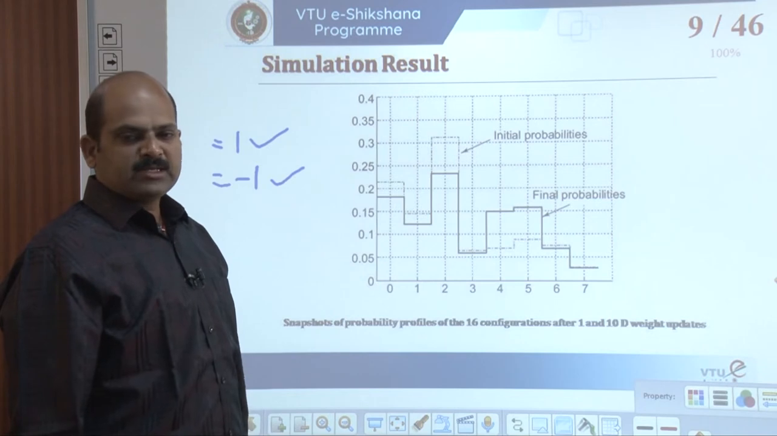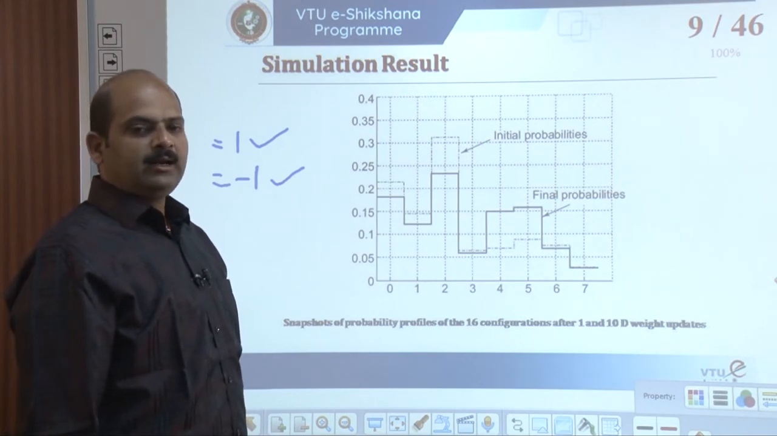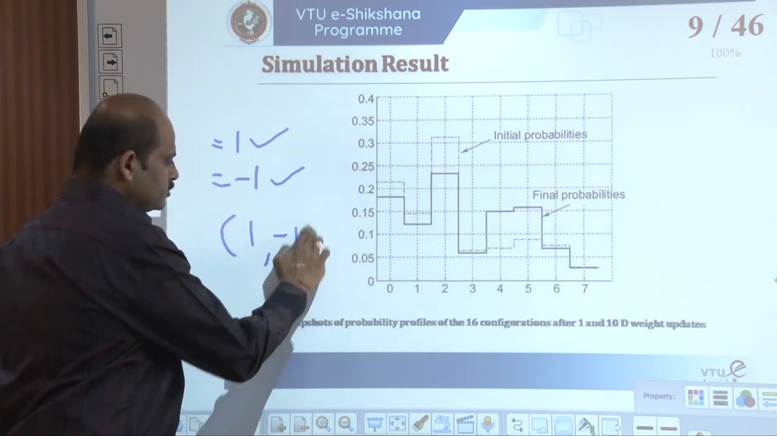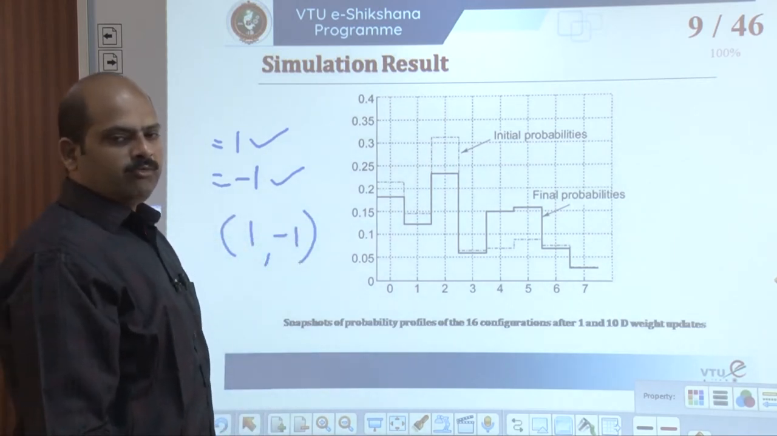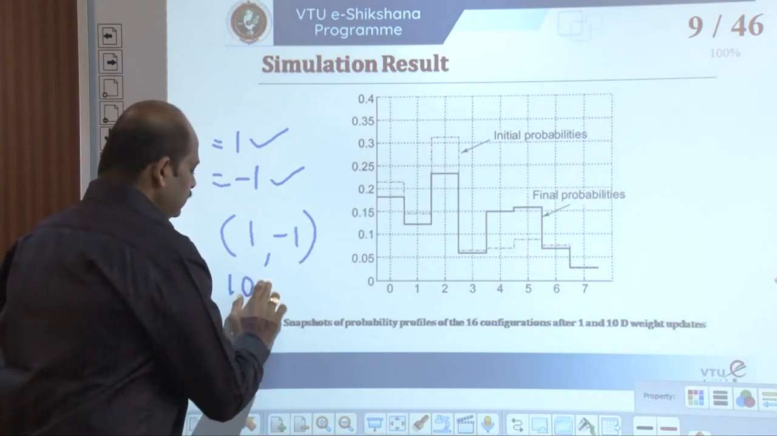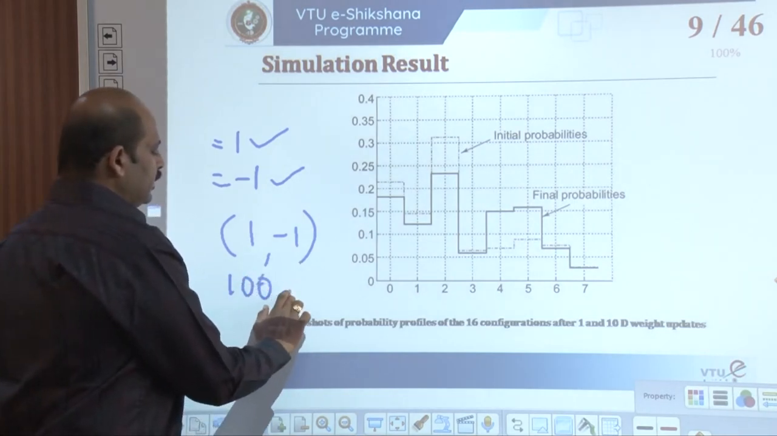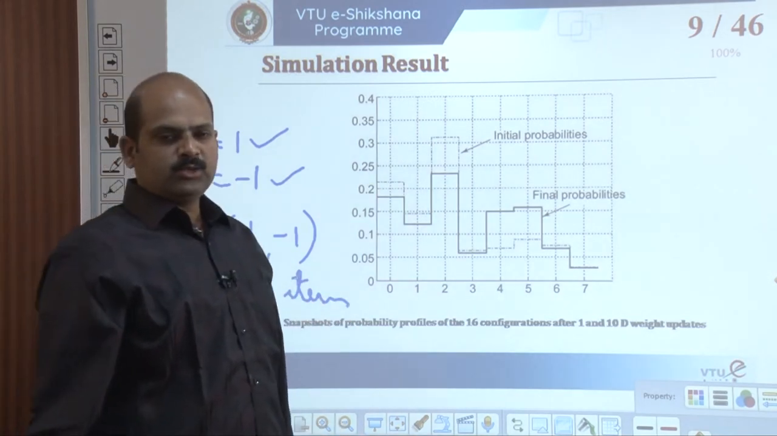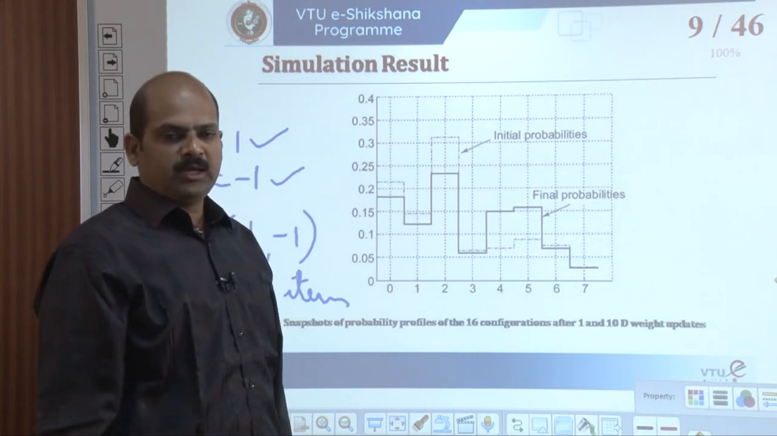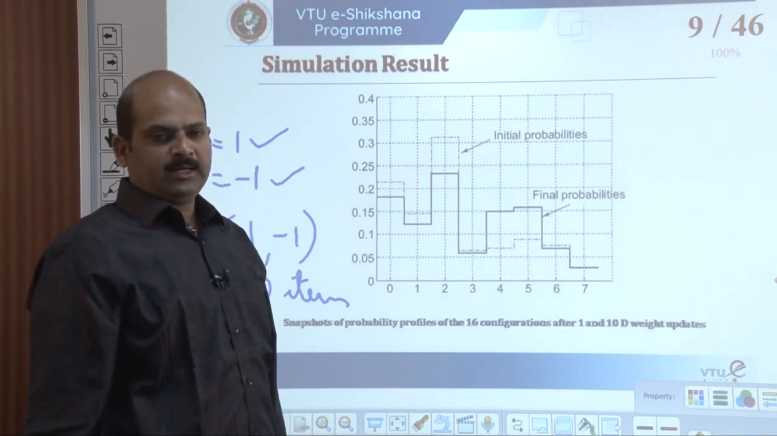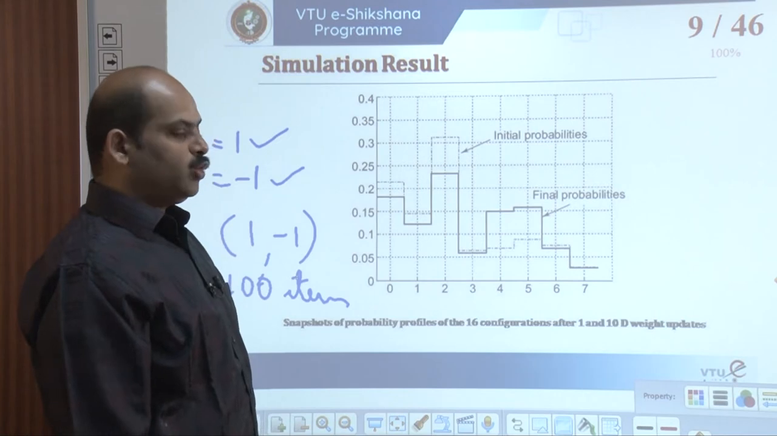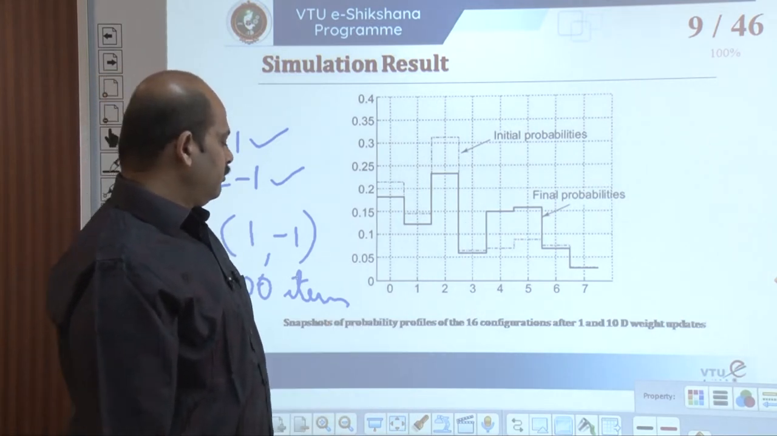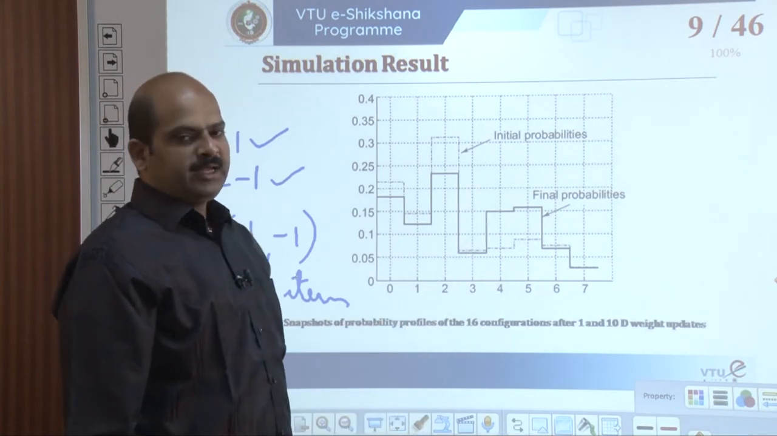So, the simulation program was run with a single pattern of 1, minus 1. This is used for 100 learning iterations. The figure which I have shown gives a glimpse about the particular data. Note that since there are three neurons, two of them are visible and one is a hidden neuron.